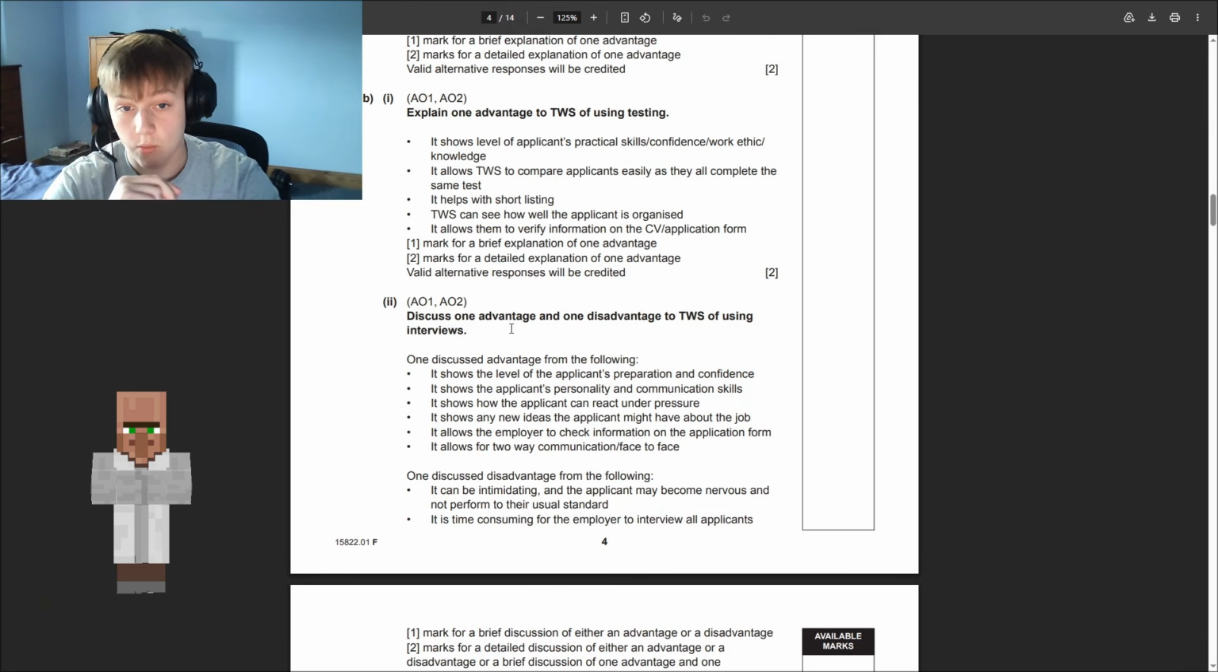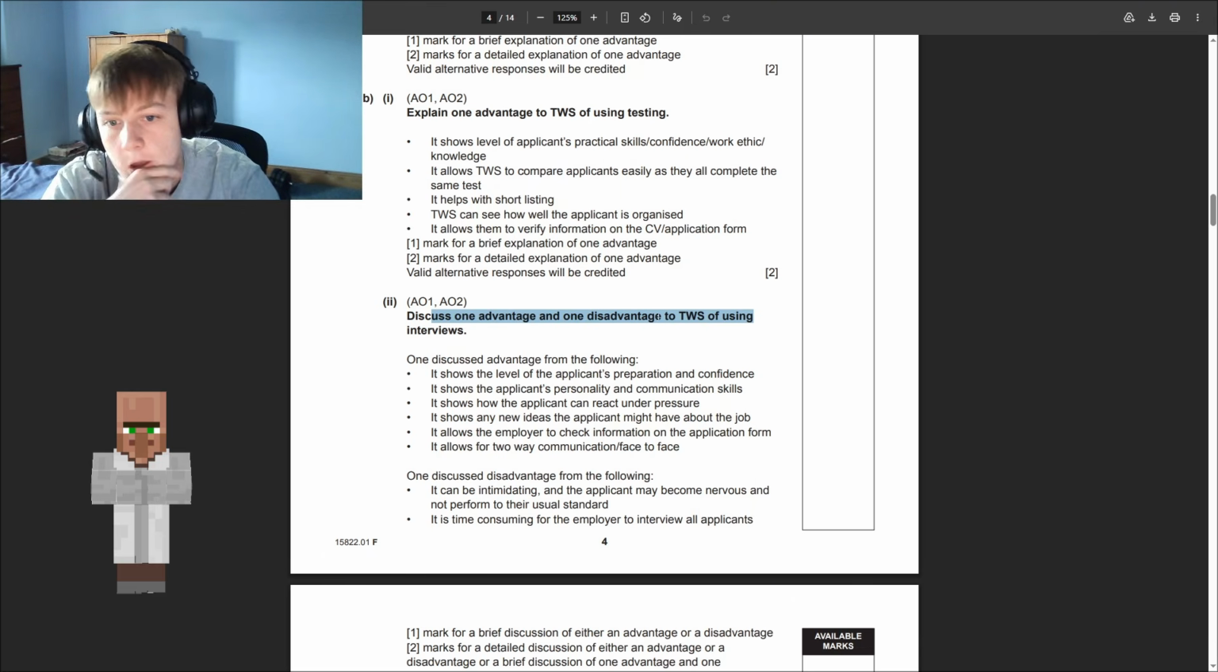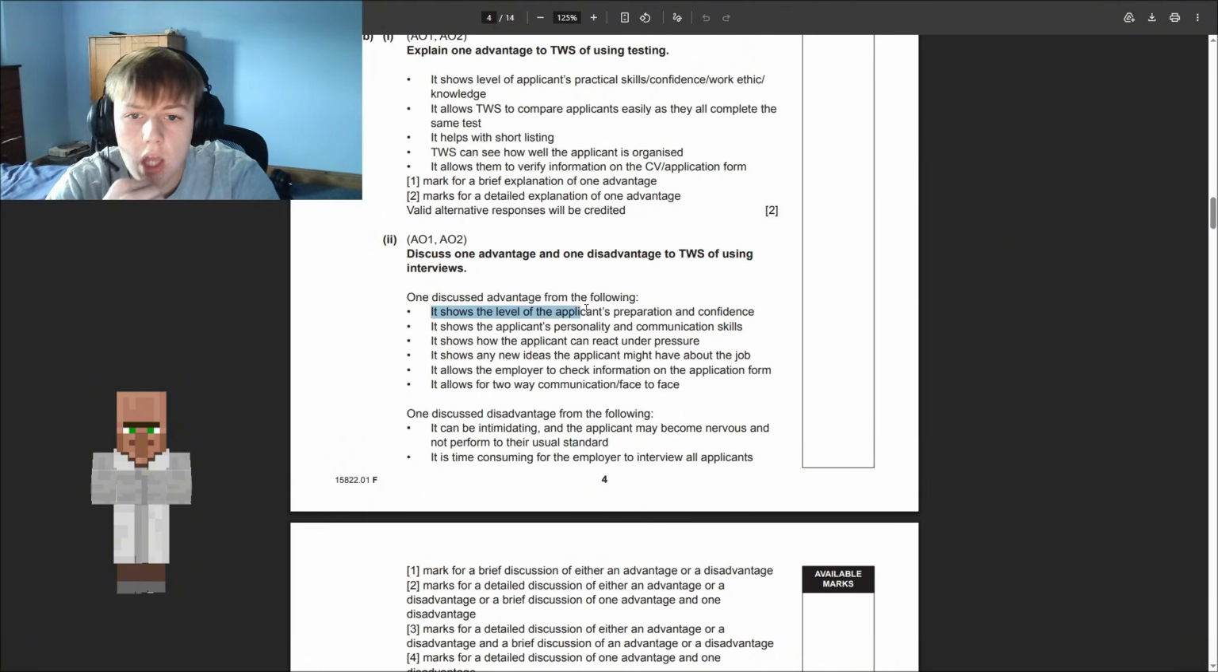Now we're on this question. Discuss one advantage and one disadvantage of TWS using interviews. So if you have an advantage and a disadvantage question, you state one, you state the other, but you also expand. So write your answer now. And yep, now that you've written your answer, I'm going to give you some ideas of what you could have written. It shows the level of the applicant's preparation and confidence. It also shows their personality and communication skills, which is very important when you're going for a job interview.